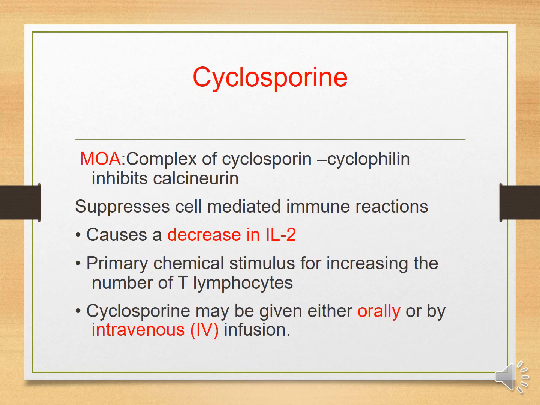Let's discuss cyclosporine. It acts through making complex of cyclosporine with cyclophilin and inhibits calcineurin. After making the complex and inhibiting calcineurin, this suppresses cell-mediated immune reactions. This leads to a decrease in interleukin 2, which is the primary chemical stimulus for increasing the number of T lymphocytes. Cyclosporine may be given either orally or by IV infusions.